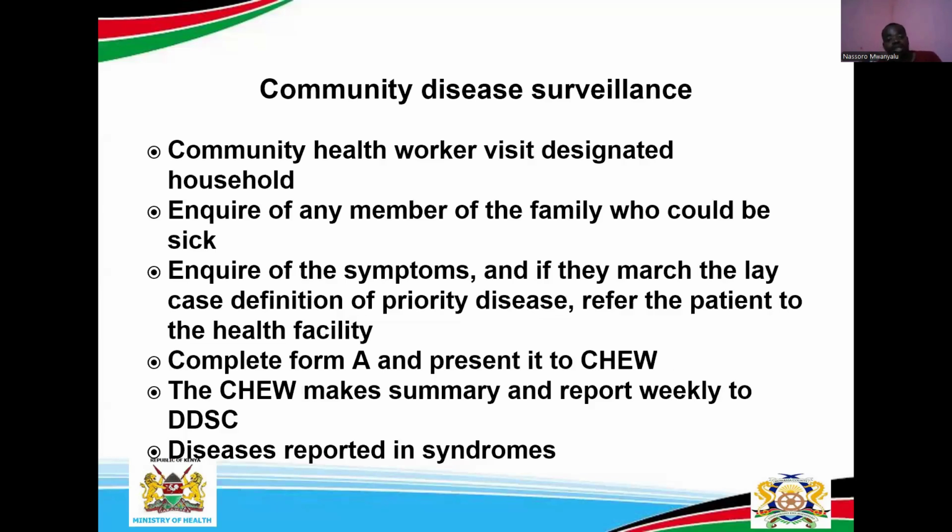In community disease case reporting, the community healthcare workers visit the designated households and inquire about members of the family who are sick and about their symptoms. Whichever symptoms match the lay case definition, that's when they report to the CHU. The CHU reports to the surveillance coordinator, and the surveillance coordinator does the investigation. So that's how we do surveillance in both the community and health facilities.